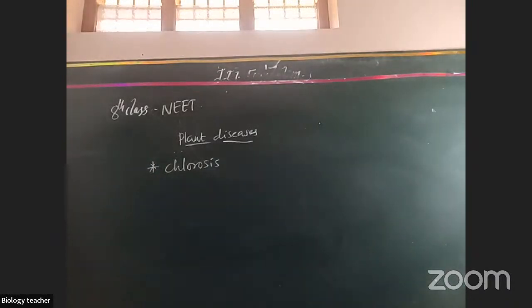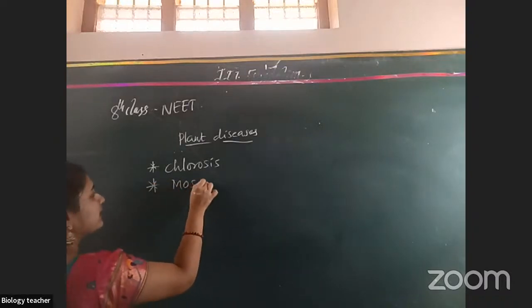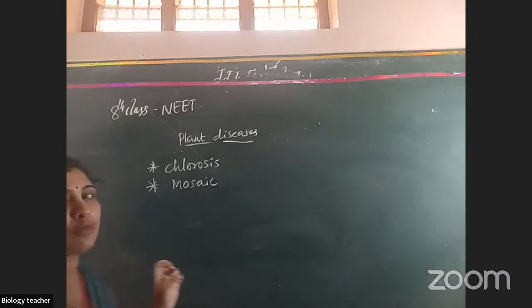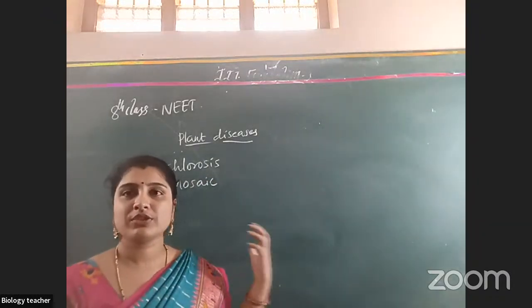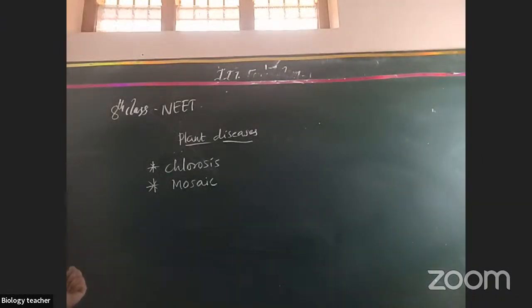Next one, mosaic virus, mosaic disease. Now only we have discussed about tobacco mosaic virus, no? So that is the mosaic disease. We usually see it in tobacco plants.